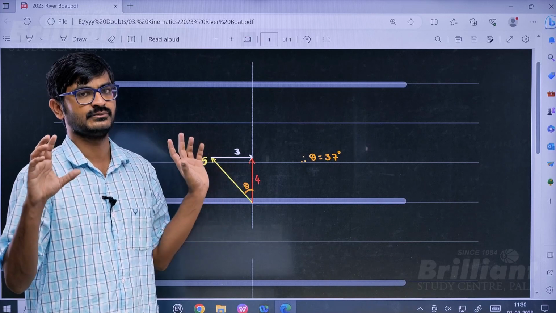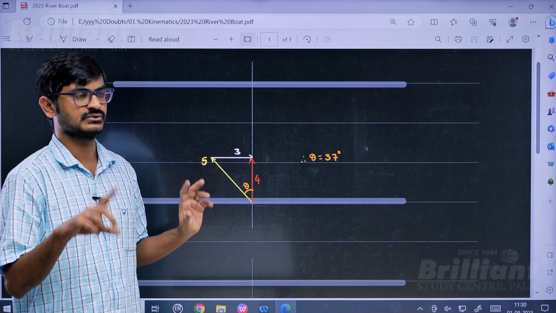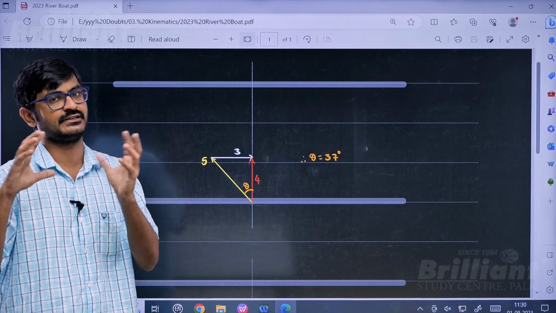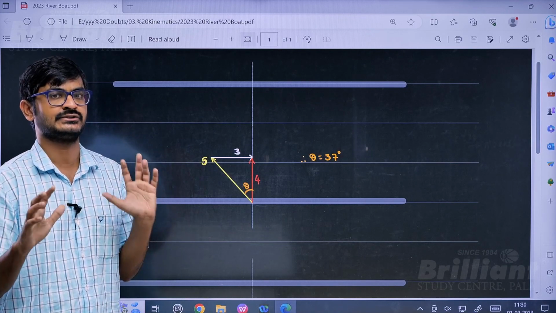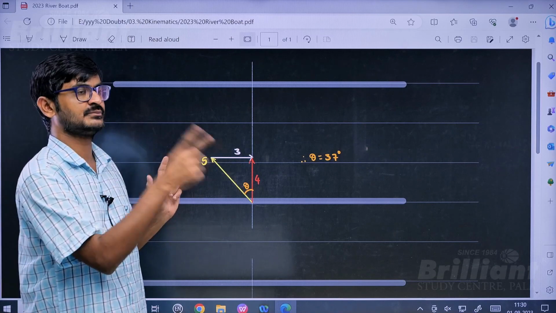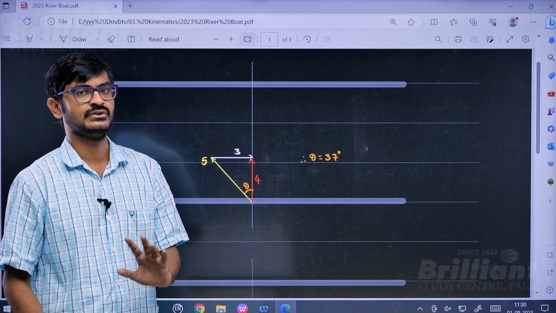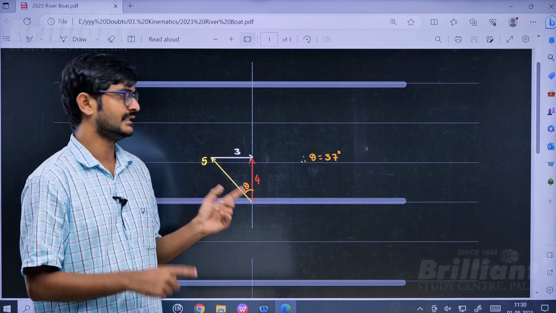Now, if the drift has to be minimum, it can be 0. So, drift can be 0. Now, for the drift to be 0, in which direction does he have to swim? That's the question. If the river speed is 3 and man's speed is 5 with respect to the river, drift can be 0. So, for the drift to be 0, in which direction does he have to swim?